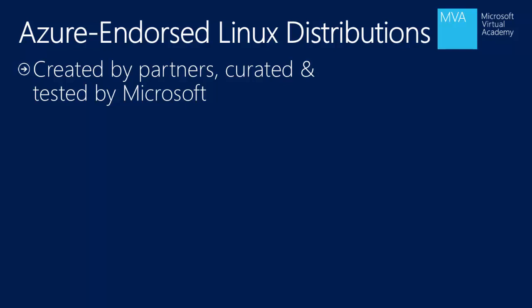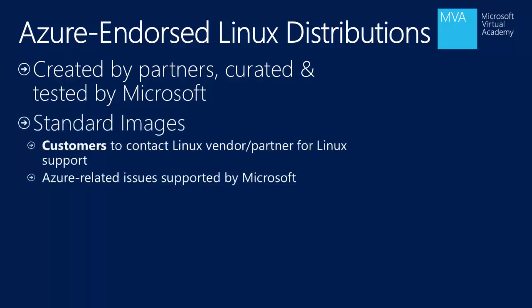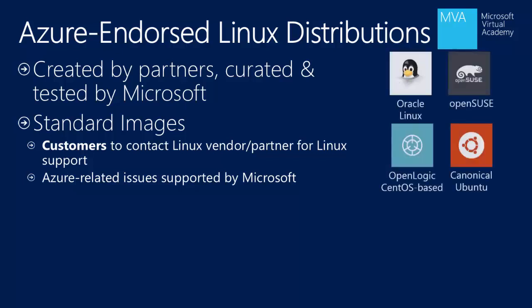The first type of distribution is called Azure endorsed Linux distributions. These distributions, these images, are created by partners but curated and tested by Microsoft. There are two subtypes for Azure endorsed Linux distributions. The first one is called standard images. Some examples of these images are Ubuntu, OpenSUSE, Oracle Linux, and OpenLogic CentOS.